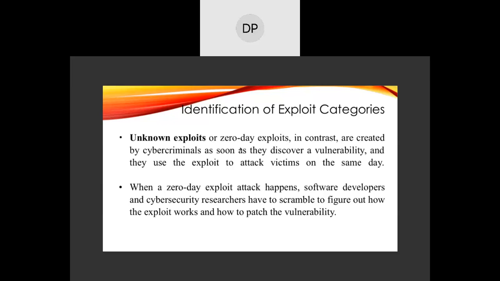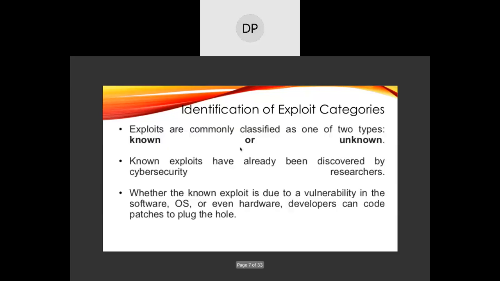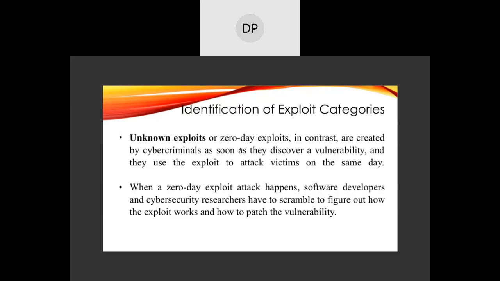So, identification of exploit category. If it is a known exploit, then there should be patches I can develop. If I know the window is open, then I can go back to the house and close it. But if it is an unknown exploit, that means I did not know whether the window is open or not, then we say it is a zero-day exploit. An unknown exploit, also known as a zero-day exploit, in contrast, is created by cyber criminals as soon as they discover a vulnerability, and they use the exploit to attack victims on the same day. That's why it is called zero day.